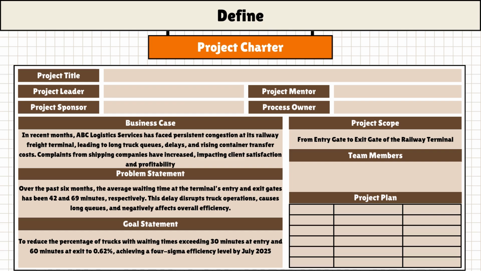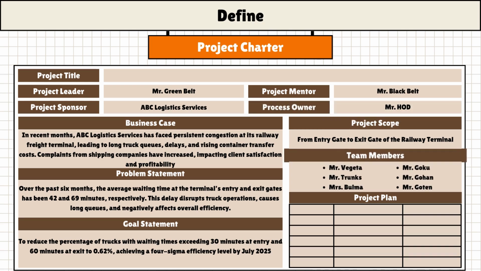Next, we have the team structure, which constitutes a project sponsor who is the owner of the project and thus provides funding for it, a project leader who is a green belt level candidate leading the execution of the project, a project mentor who is a black belt level candidate providing guidance and support to leaders, a process owner who is the head of the department within the project scope, and then there are the rest of the team members from key departments involved in terminal operations.